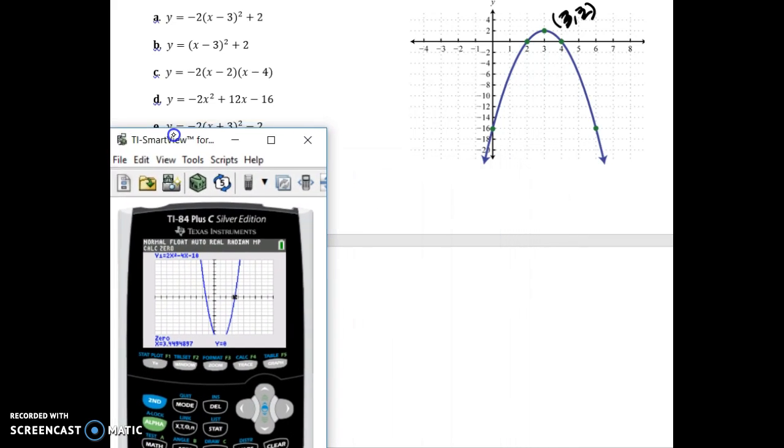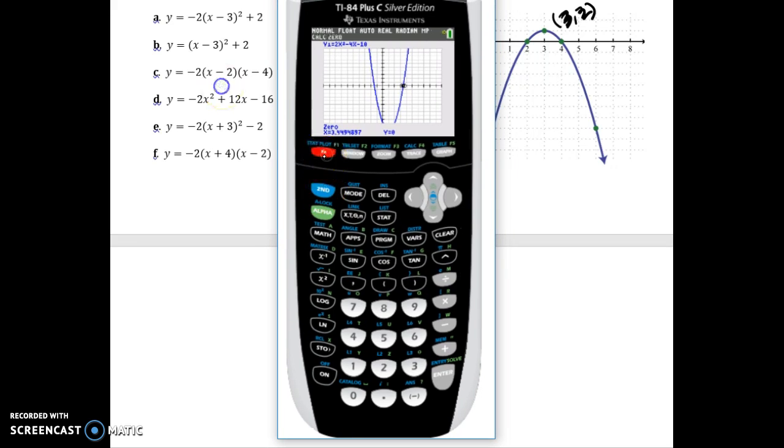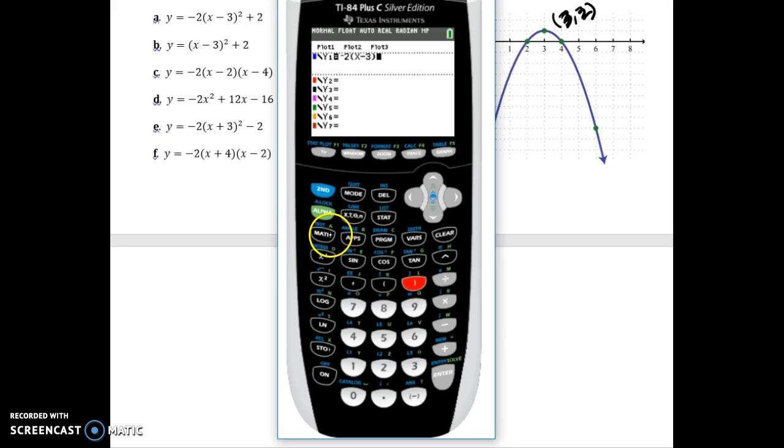See if I can get all these in the same window. There we go. So go to your y equals, clear out anything that's in there. This is one of those times when you really have to graph them one at a time to see what it looks like. So I'm looking for x-intercepts at 2 and 4. And I'm looking for vertexes that are at 3, 2. If I've got that, then I'm probably good. 3, 2.